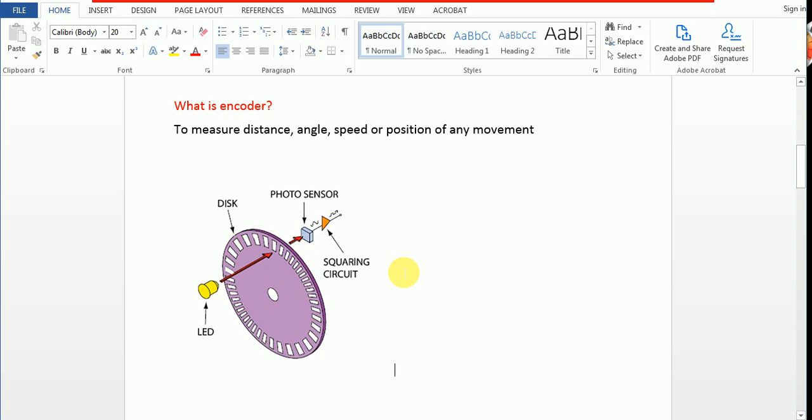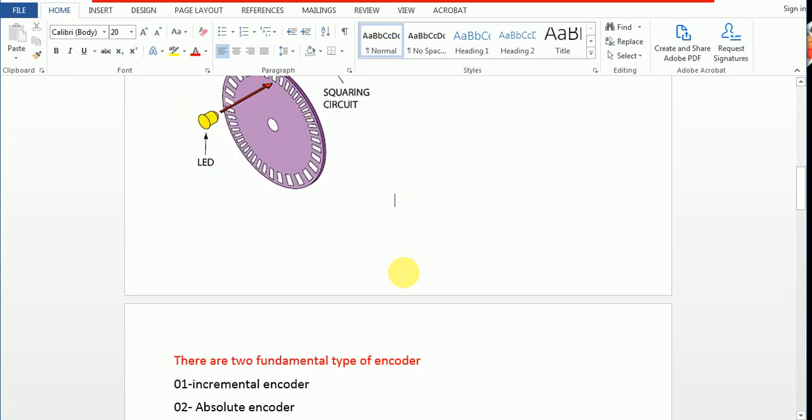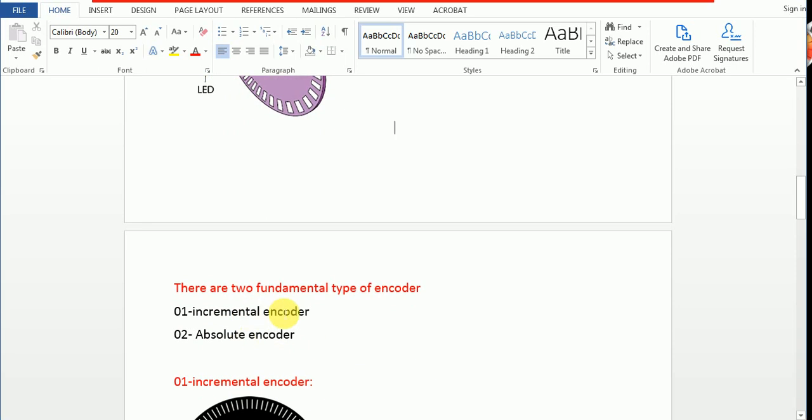Now let's come to the fundamental types of encoder. There are two fundamental types of encoder. Actually there are many types of encoder, like magnetic encoders, rotating encoders and linear encoders, but mostly there are two fundamental types: one is the incremental encoder and the second one is the absolute encoder.